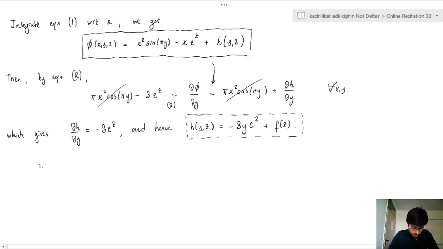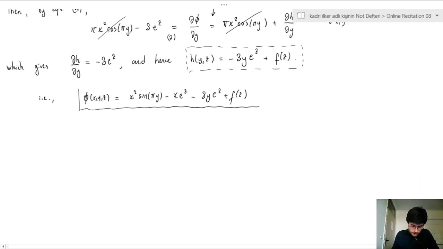So it means our phi x y z turns out to be this term. Now we have a more precise picture, and minus 3y e to the z plus f of z. So we have this. But now to determine f of z, we use the last equation, equation 3, remember? So let's see what we get.